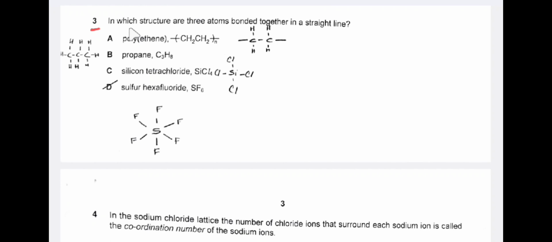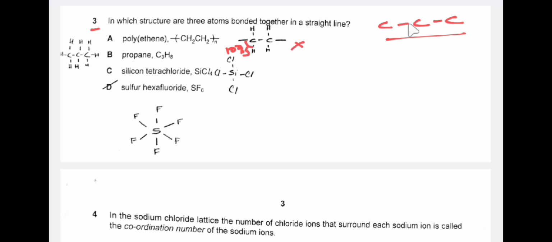Question number 3. In which structure are 3 atoms bonded together in a straight line? So polyethylene, if we draw the structure of polyethylene, here we can see that the bond angle is 109.5 degrees. So this is tetrahedral. This is not a straight line, this is a tetrahedral arrangement.